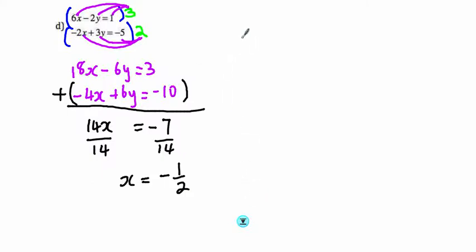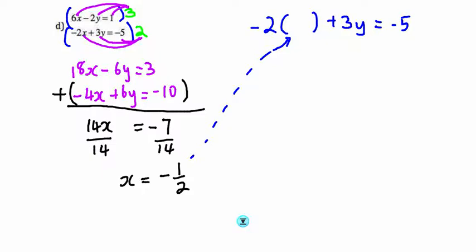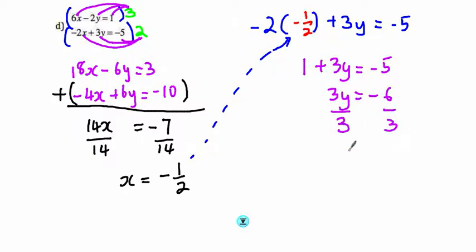I'm going to substitute that back into, as mentioned before, either equation would be fine, and so this time, just for a change, I'll substitute back into the second equation, minus 2x plus 3y equals minus 5. And what I'm going to do is substitute in my value of minus 1/2. Minus 2 times minus 1/2 will leave me with 1 plus 3y equals minus 5. 3y will equal minus 6 if I subtract 1 from both sides, divide through by the unwanted factor, and we have a y value of minus 2. Written as an ordered pair, x is minus 1/2, y is minus 2.